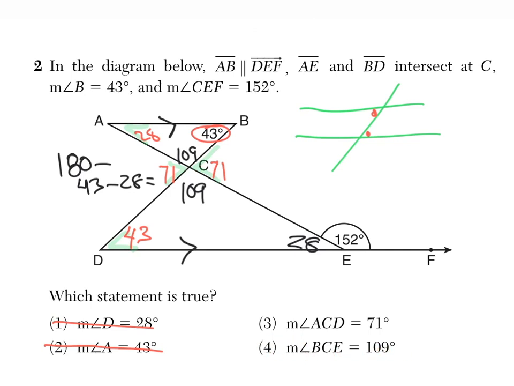We'll rule out option 4. BCE is 109. BCE is not 109 degrees. It's also 71. The correct answer for question number 2 is option 3. ACD is equal to 71 degrees.